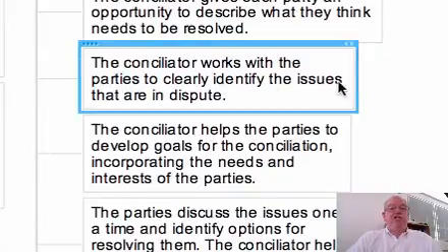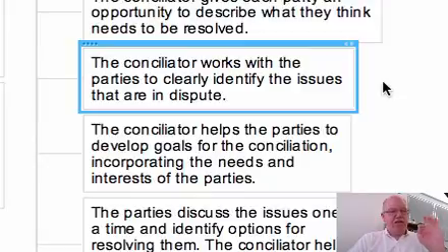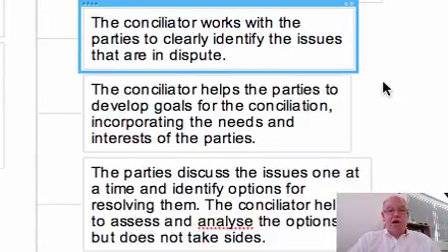The conciliator gives each party an opportunity to describe what they think needs to be resolved. In other words, what are the issues? And then the conciliator works with the parties to clearly identify. So we're now all absolutely clear. These are the issues we need. We're not going to change them later. For the purposes of this conciliation, these are the things we're going to sort out, or try to sort out.